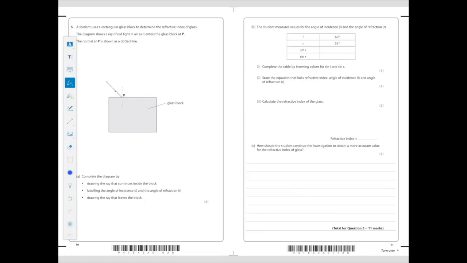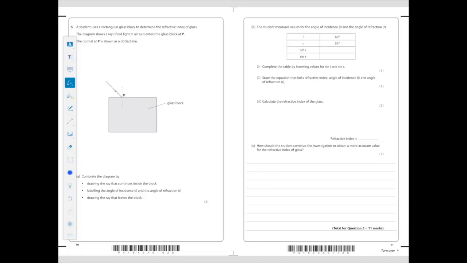Five, a student uses a rectangular glass block to determine the refractive index of glass. The diagram shows a ray of red light in the air as it enters the glass block at P. The normal at P is shown as a dotted line, which as we would expect is perpendicular. Complete the diagram by drawing the ray that continues inside the block, labelling the angle of incidence and the angle of refraction, and drawing the ray that leaves the block.